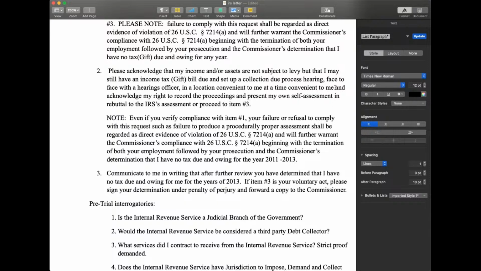Now, the procedurally proper assessment: whenever they say you're deficient, they're supposed to send you a notice of deficiency and a notice of determination. There are two notices they're supposed to give you. You never get that. They just send you a letter saying, we assessed you and you owe this. Those are the two things that are mandatory that they must send you, which they never do.